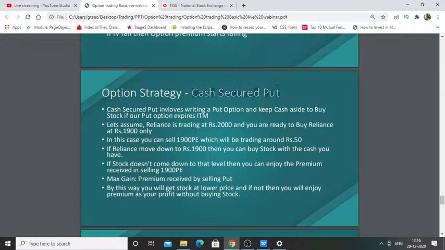So this is about a cash secured put. If you want to buy any stock at a lower price, you can sell the put option, and if the stock is coming near to that put option, either you can enter into the stock, or if the stock doesn't fall down, you are going to get the profit by selling that put option, whatever premium you have received. Since the stock doesn't come below 1900, your 1900 put option will expire as OTM. So this way you will get the profit.